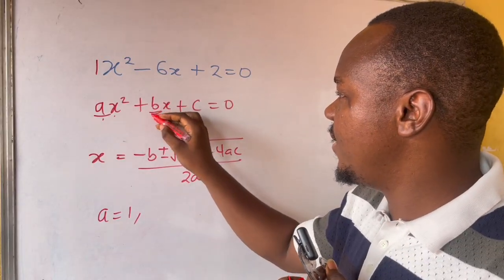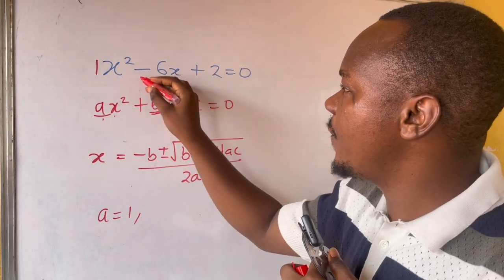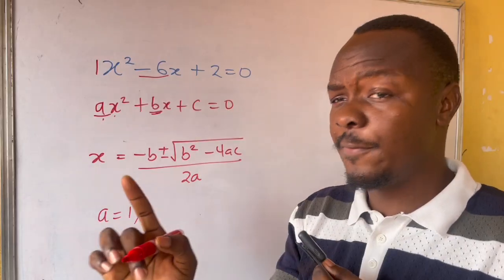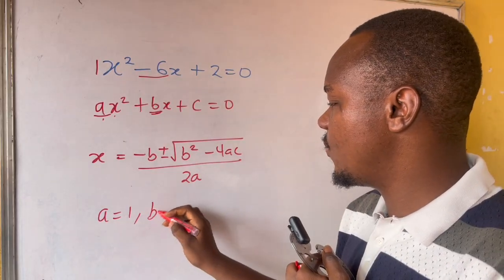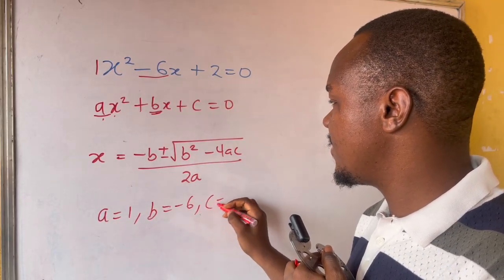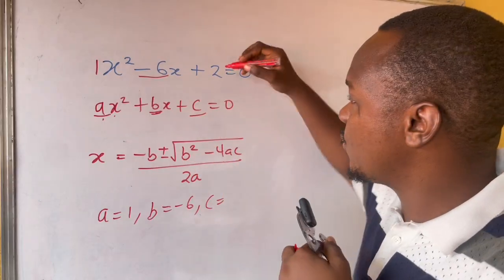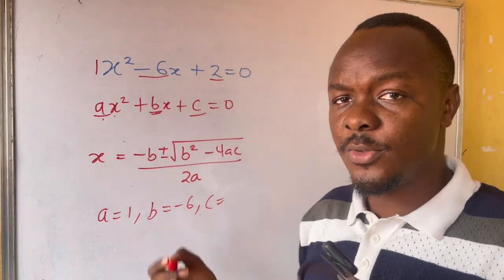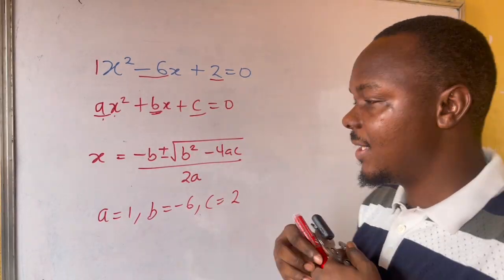Then b is the coefficient of x. So the coefficient of x here is minus 6. Be very careful with the minus. So b is minus 6. Then c is the constant term. We just go up here. The constant term here is 2. So c is 2. That's step 1.